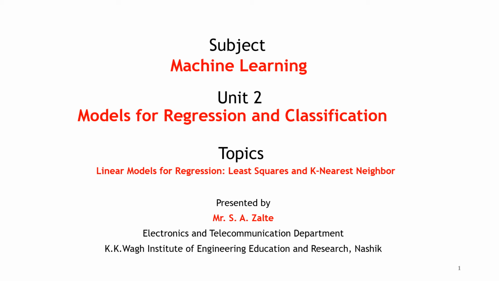Hello friends, welcome to unit number 2 of our machine learning, that is the models for regression and classification. In this lecture we will cover the first topic of unit number 2, that is the linear models for regression. In these linear models of regression we will cover two models: the least square, and the second one is the k nearest neighbor algorithm.